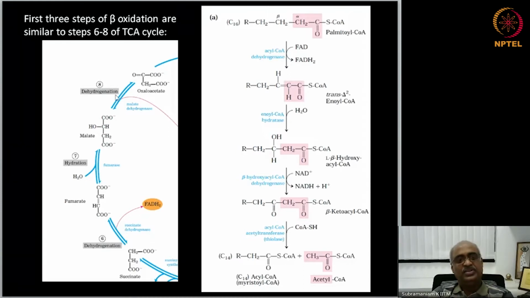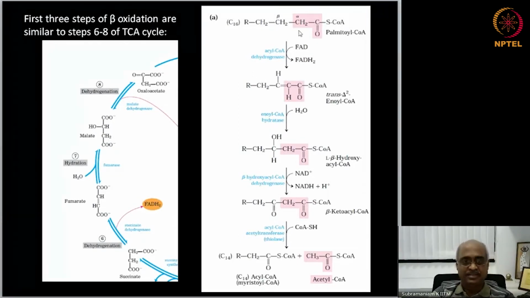Now a dehydrogenase, malate dehydrogenase, which uses NAD as an oxidizing agent here, converts this into a keto group, and that's how oxaloacetate is formed. These are exactly 3 steps involving the same coenzymes, with the first enzyme bound to the inner surface of the mitochondrial inner membrane, and this is what happens in beta oxidation.